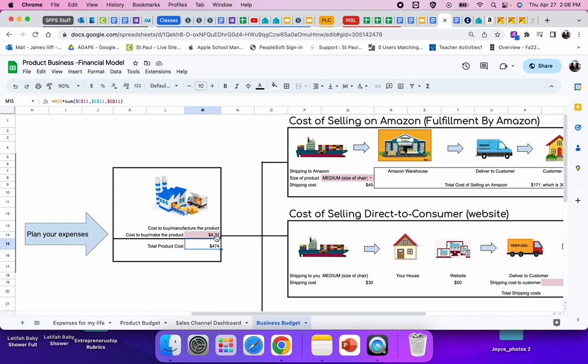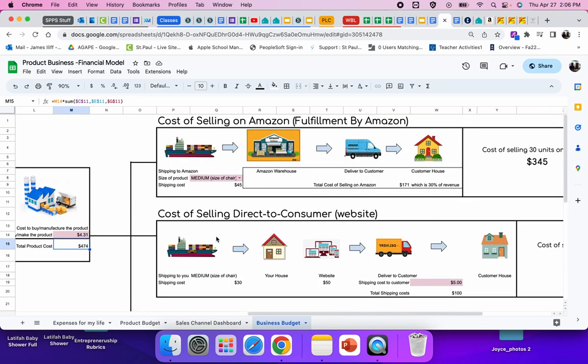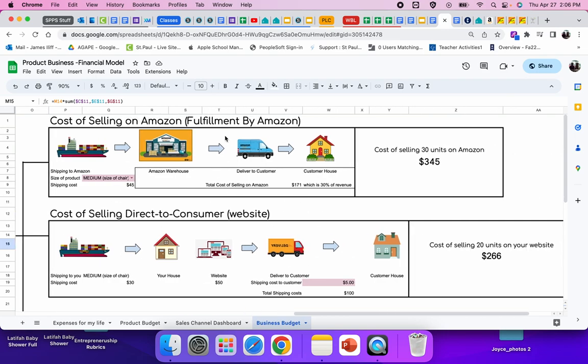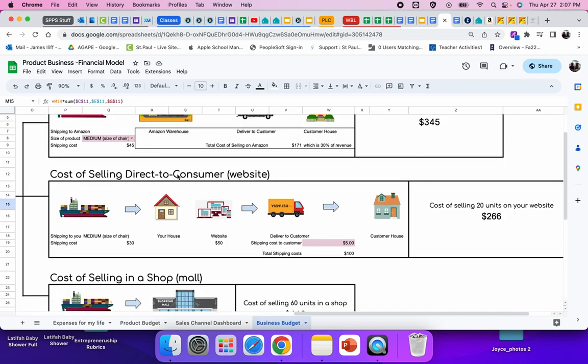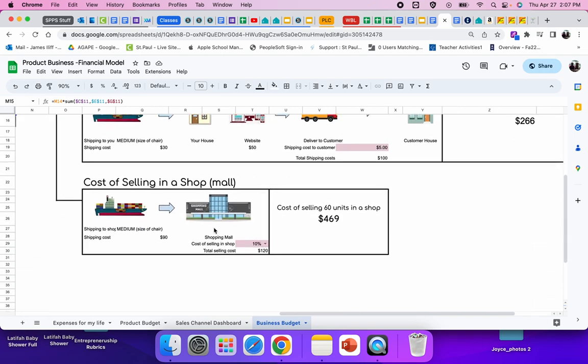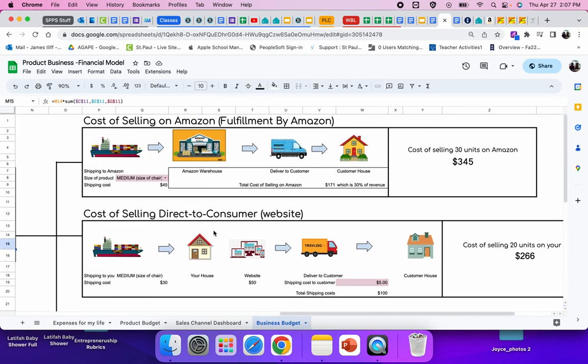Interesting. Okay. Well, once I pay them and they make my products, we need to ship them to these different locations. There are 3 different selling channels. Remember, there's the Amazon selling channel, so that's selling on Amazon. There's the direct to consumer channel, or off of my website. That's a different selling channel. And then there's selling in a mall. So let's look over here. We're looking at expenses, or the cost of selling on these different channels.